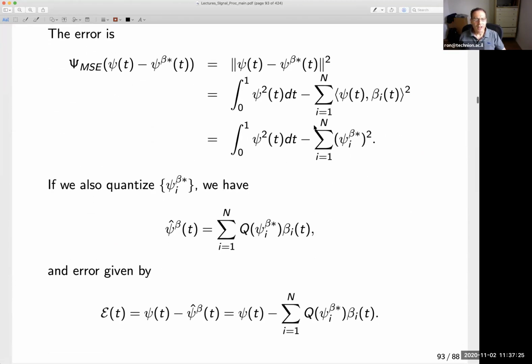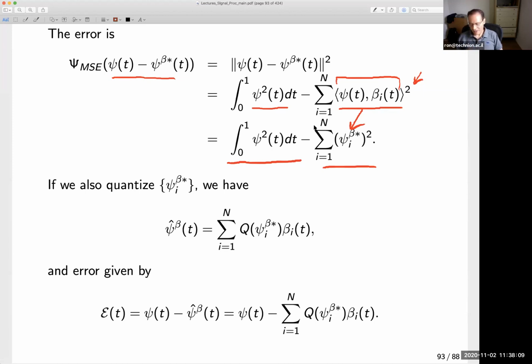What would be the error then? The error is something which is easy to compute. This would be the MSE error. We have already seen that it would be integrating over the energy of the signal minus the inner product of the signal projected onto the betas, and obviously you have to square it, okay? And we already know that the projectant is nothing but these coefficients. So it's basically subtracting from the energy of the signal the energy of its coefficients when projecting it onto the beta i's.